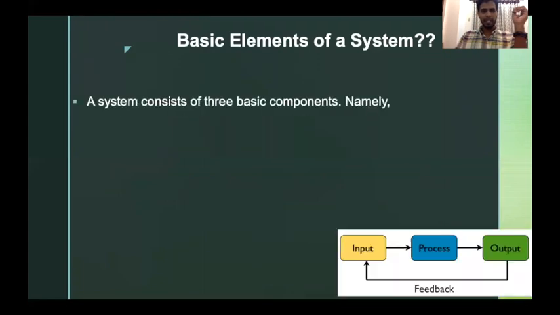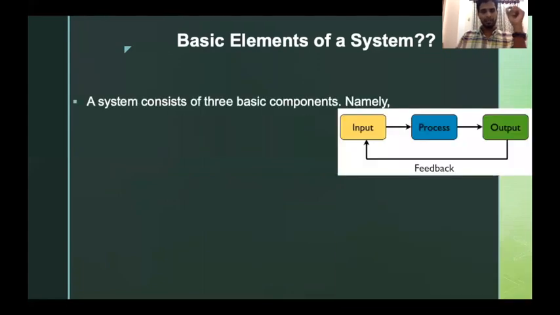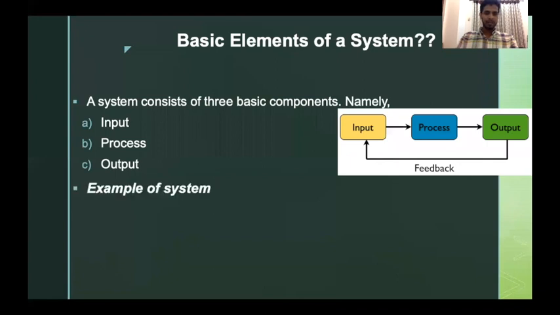And can anyone tell me what the basic elements of a system are that we covered in the last class? Input, process, output. Very good. So these are the basic components of a common system. I am just recovering the things we covered in the last class.